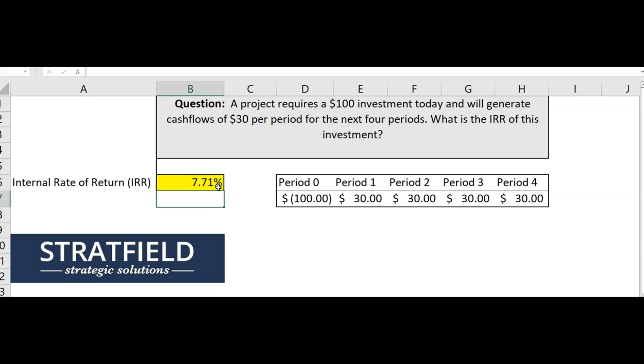My Excel has already defaulted to 2 decimal places. So here, the IRR of this investment would be 7.71%. You can select more cash flows if you like, or less if you only have a period or 2, but this is how to use IRR in Excel.